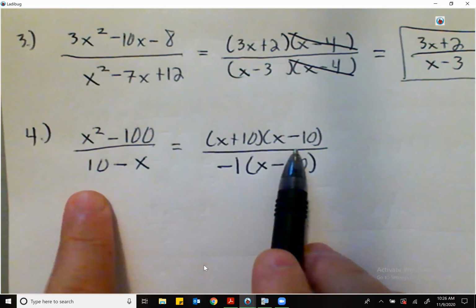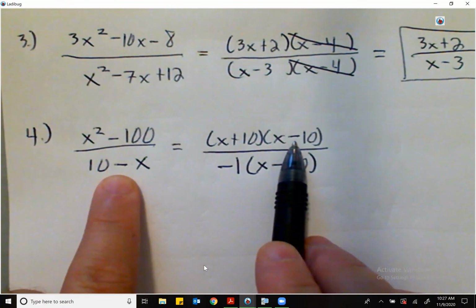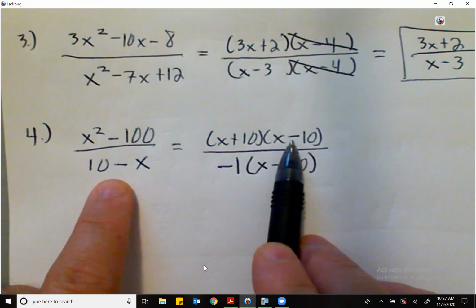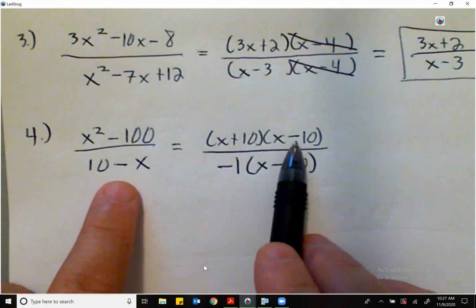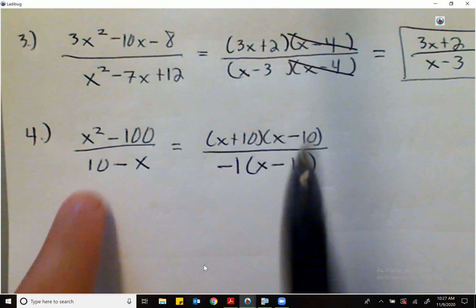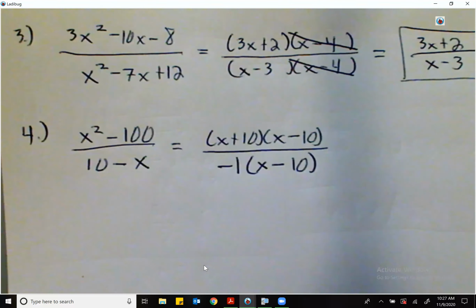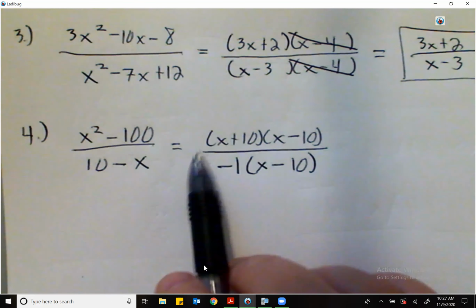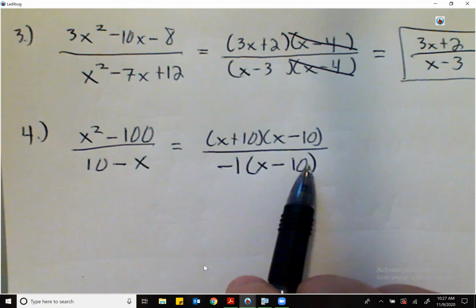Because these two almost match, the problem is the signs are off. And we talked about when they almost match but their signs are off, just pull out a -1 and that will reverse the signs. Perfect. Good job. So we always have to put a -1, or we could just put negative. Yeah, you could put just negative parenthesis x minus 10 parenthesis.